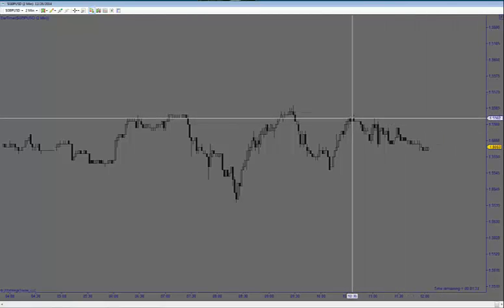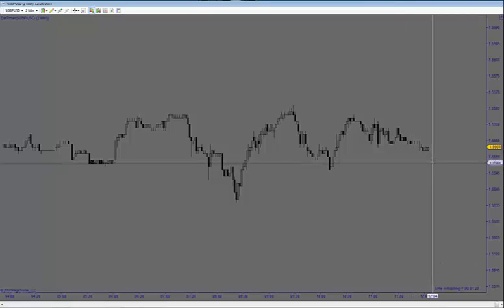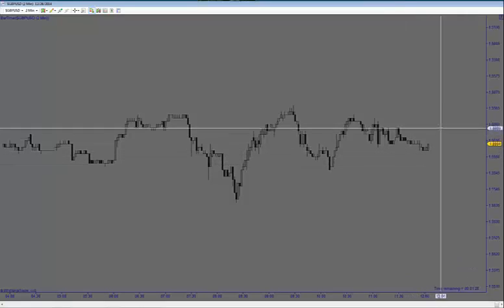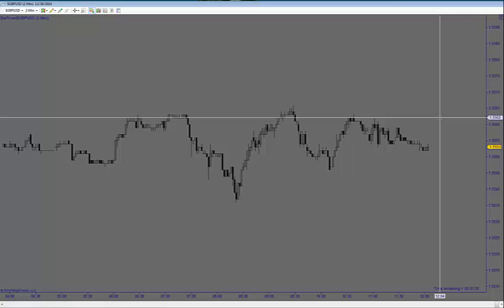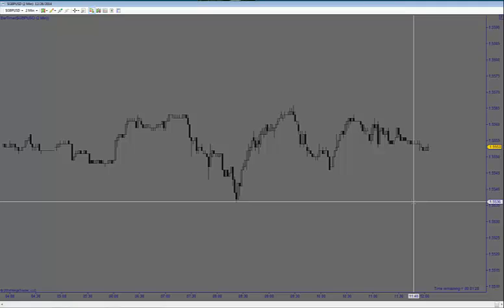Well, my expectation is, although I expect a new structure low, I see that that is probably an unlikely scenario, and that I am likely to see a retest of these highs or a new structure high before I can see a new structure low. Can you see that?